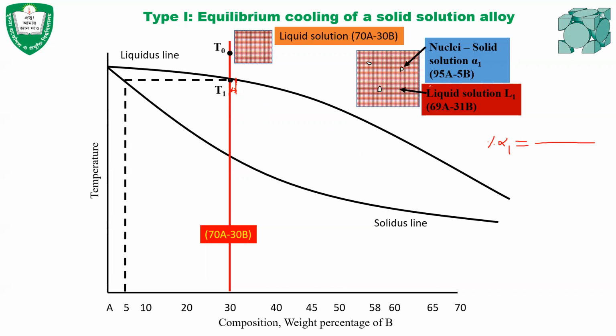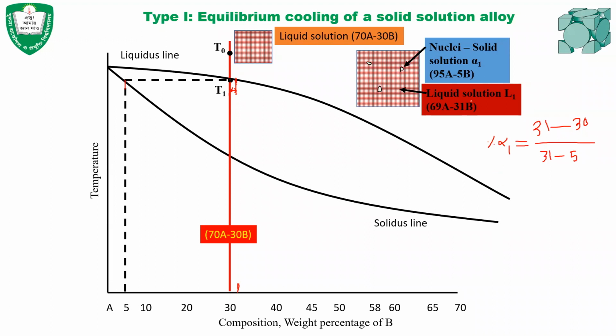So what is the distance? This distance is like 31 B, since this point intersects at 31. So 31 minus 30, where 30 is the alloy point. And to find the total length of the tie line, we have to go to here. That will be 31 minus 5. That will give us the percentage of solid developed, that means created during the solidification at temperature T1.